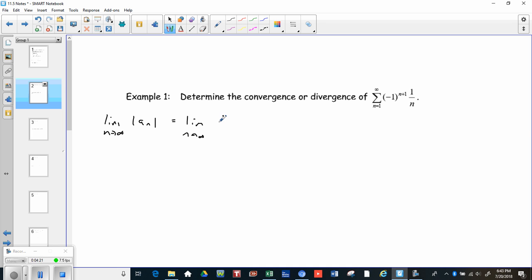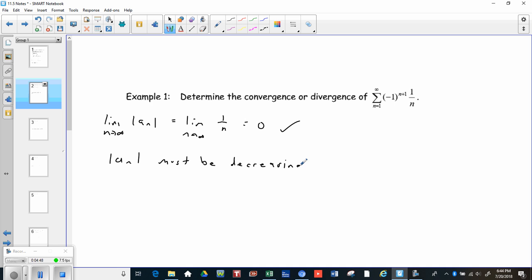So we'll take the limit of 1 over n, and of course that approaches 0 as n goes to infinity. So that's the first criteria, check. A sub n also has to be decreasing. Or excuse me, the absolute value of a sub n must be decreasing. This one is obvious.